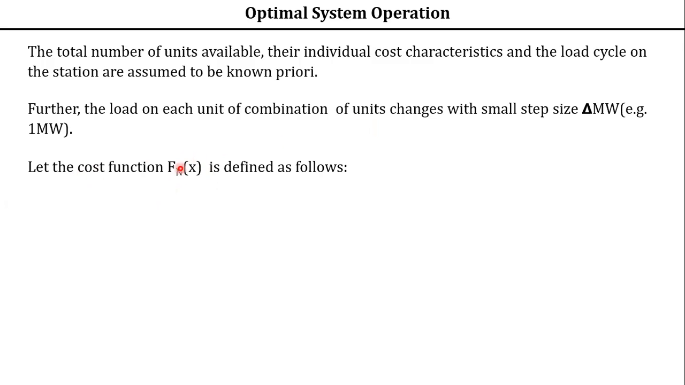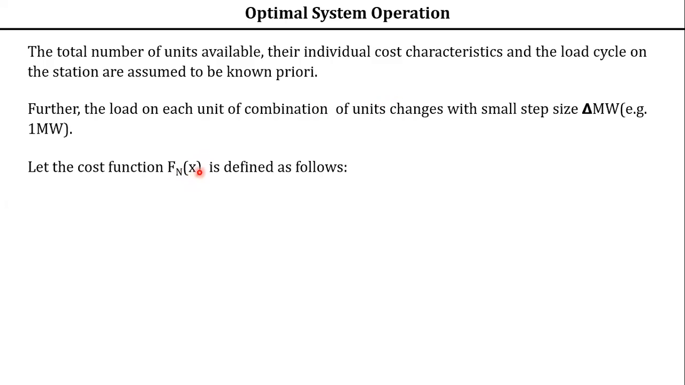Let the cost function F_n(x) be defined as follows. Now remember, this is your cost function F_n(x). The bracketed term x means the generation, x generation, in terms of megawatt. Understood? This n indicates units. Clear? n is units, x is your generation in megawatt.